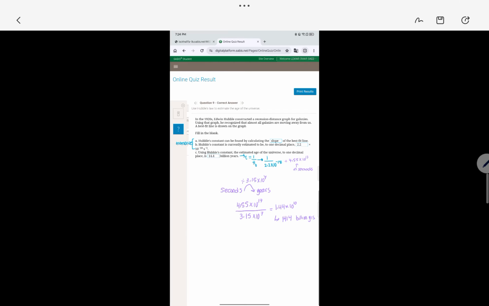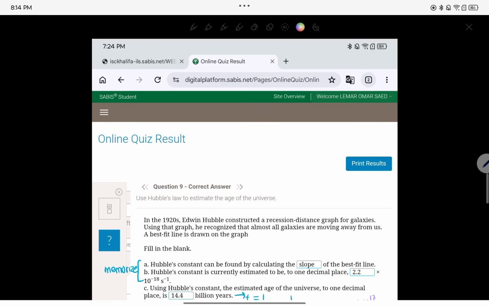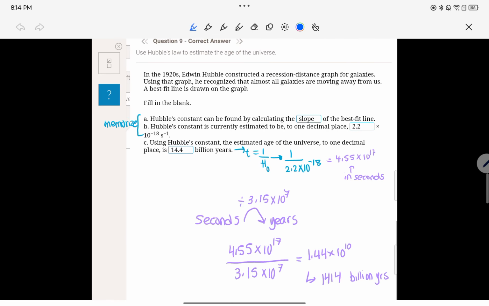Okay, question number 9. Honestly, I don't know why they put for us the solar system. I hope it's gonna be easy. We're just gonna try as much as we can. Using Hubble's constant, this estimated age of the universe to one decimal place is how much? So, the T is equal to 1 over the H. The H, we have it. It's here. Okay?